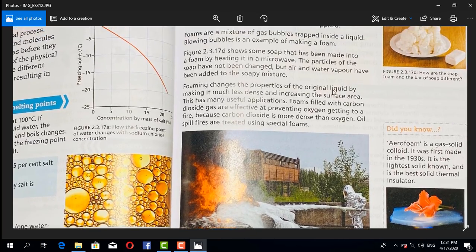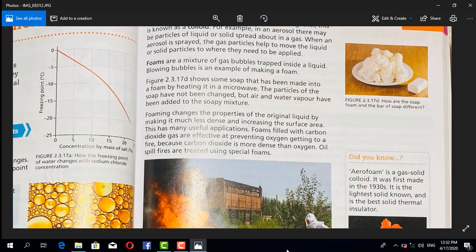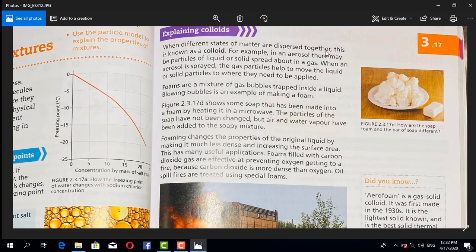Explaining colloids. When different states of matter are dispersed, mixed together, this is known as a colloid. For an example, in an aerosol, there may be particles of liquid or solid sprayed about in a gas. When an aerosol is sprayed, the gas particles help to move the liquid to where it needs to be applied. And the foam, like the ones that we get from whipped cream, and sometimes it's more likely a hair product or something like that. So it's practically a mixture of gas bubbles trapped inside a liquid.